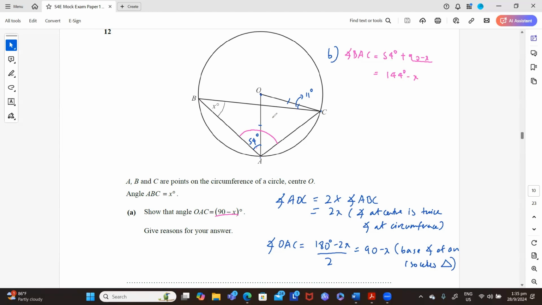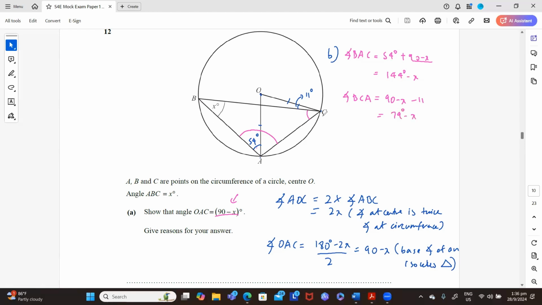Next, you want to write down what is angle BCA. This one right here. So angle BCA. Remember, it's an isosceles triangle, which means OCA is also 90 minus x. So in this case, BCA will be 90 minus x minus the 11 degrees. You get 79 minus x.